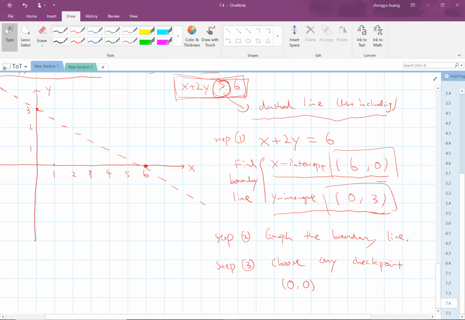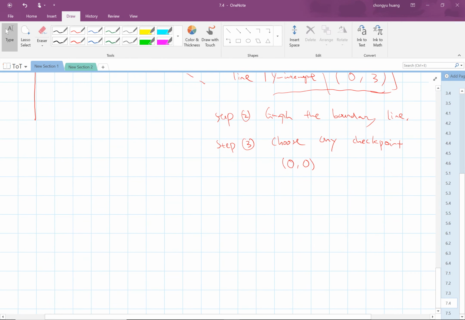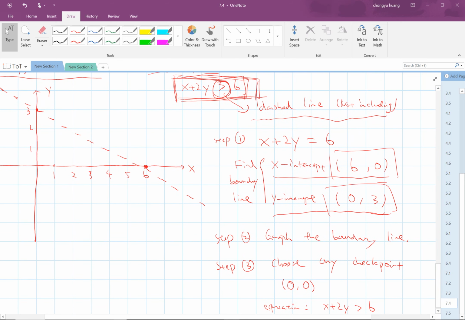We want to check whether the statement for this checkpoint is true or false, right? So what you have to do is basically plug into the original equation. The equation we have to plug into, let me write it down over here, is x plus 2y bigger than 6. Let me check again. x plus 2y bigger than 6.